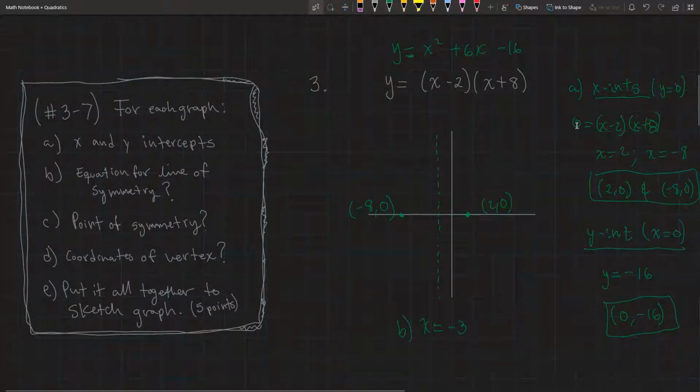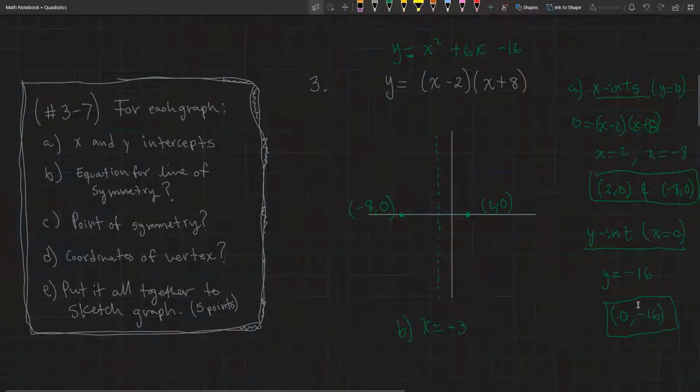Excellent. And then letter C, we have point of symmetry. And our other option, we don't have to do them in this order, is coordinates of vertex. So let's talk about that for a little bit. I know that the coordinates of the vertex happen when x equals negative 3.